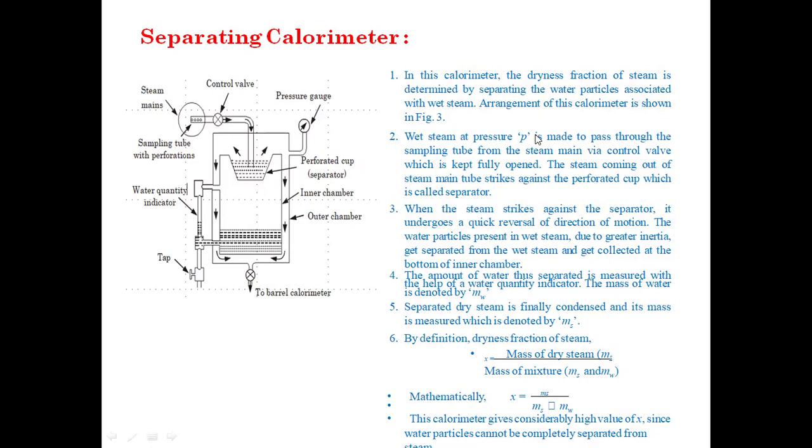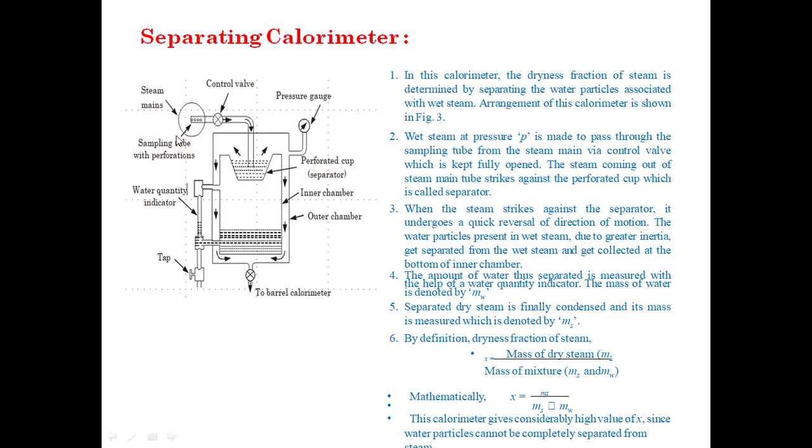Wet steam at pressure P is made to pass through the sampling tube from the steam main. This is the main control valve, which is kept fully open. The steam coming out from the steam main tube strikes against the perforated cup, which is called the separator.